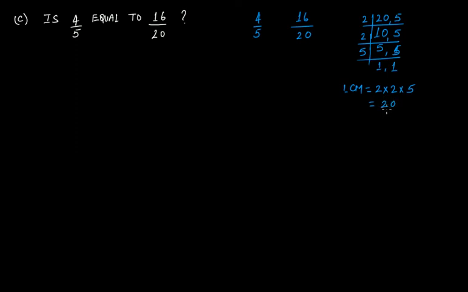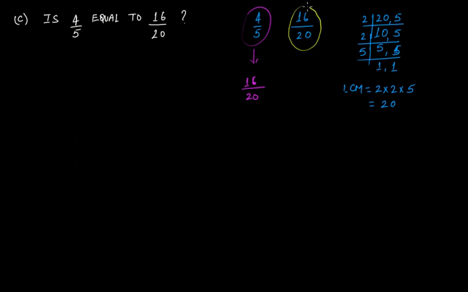Okay. Now I have to change this fraction into an equivalent fraction having its denominator as 20. So by what number will I multiply 5 so that I can get 20? The answer is 4. 5 times 4 is 20, right? So since I have multiplied the denominator by 4, I'll multiply the numerator also by 4, and 4 times 4 is 16.